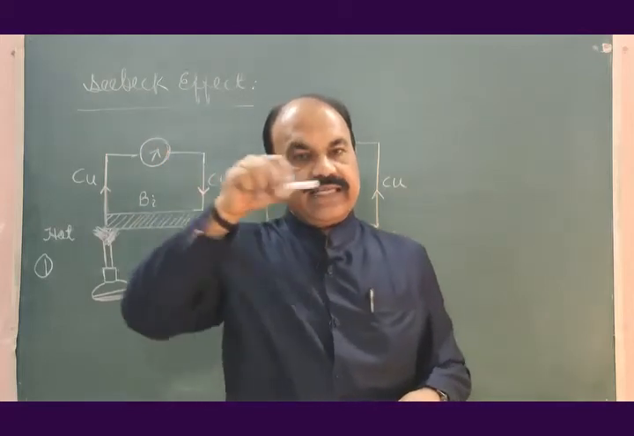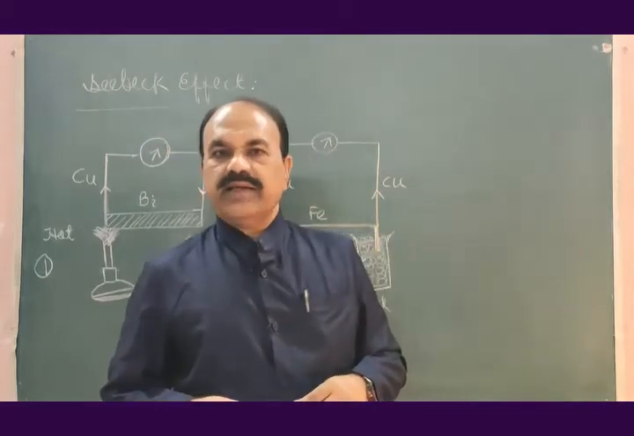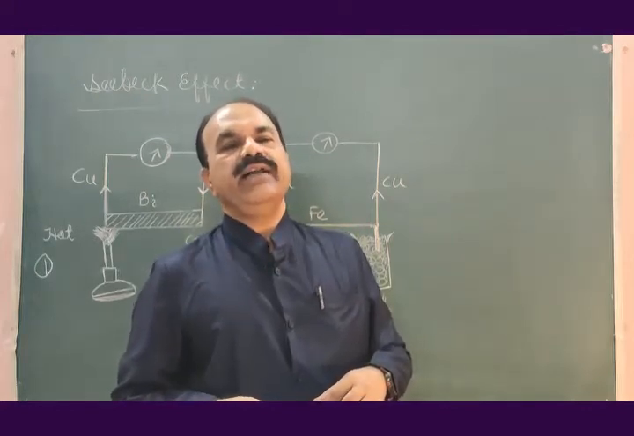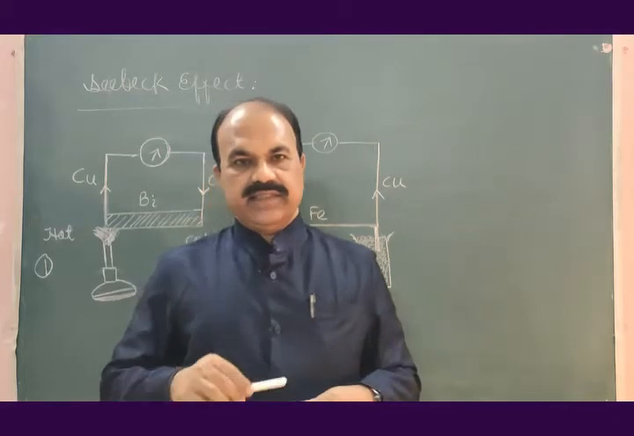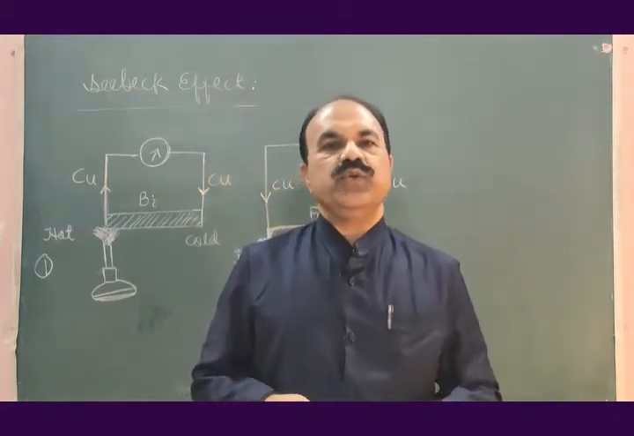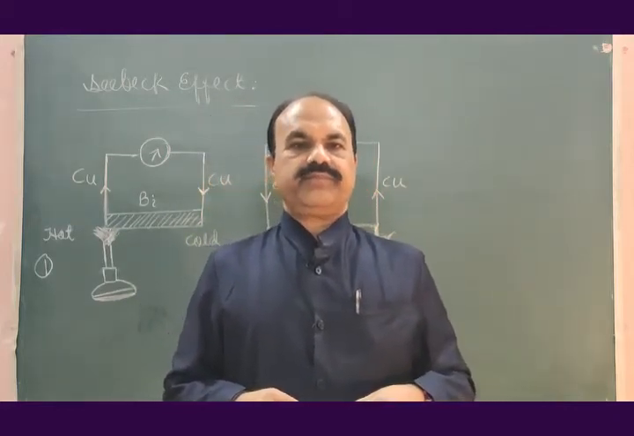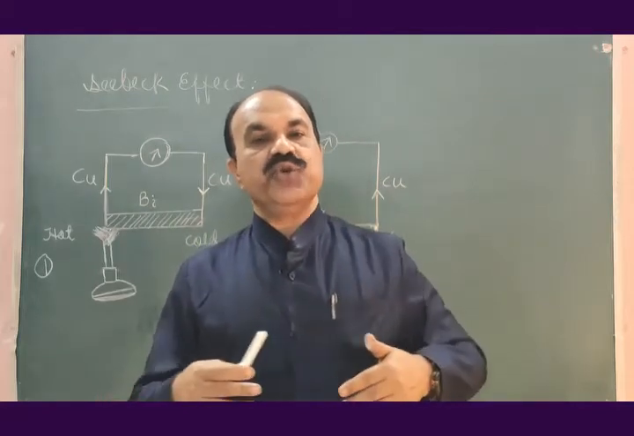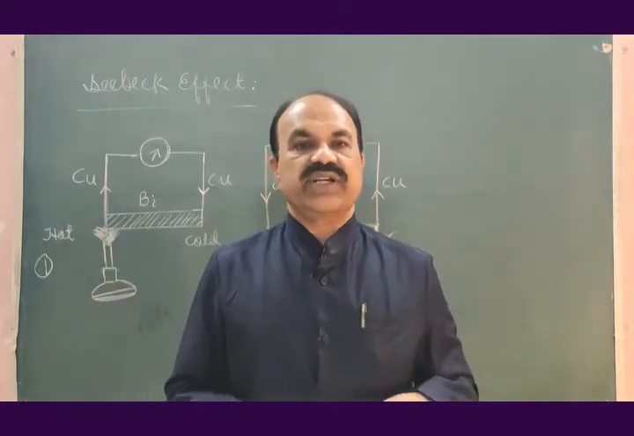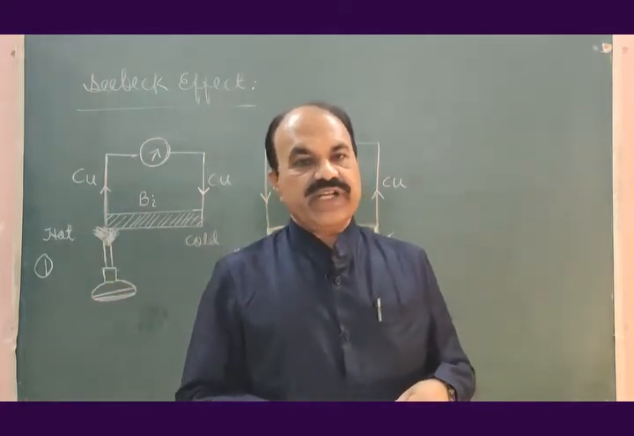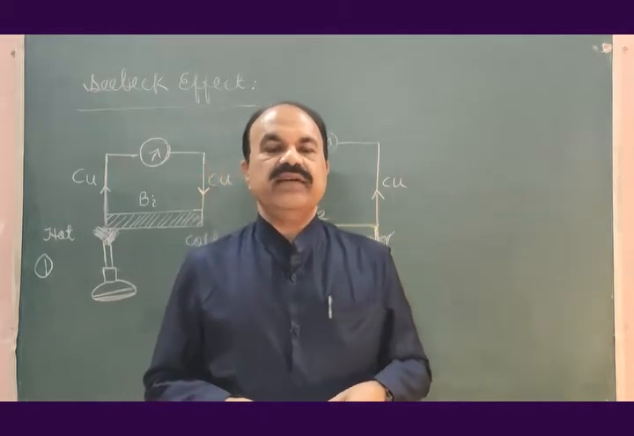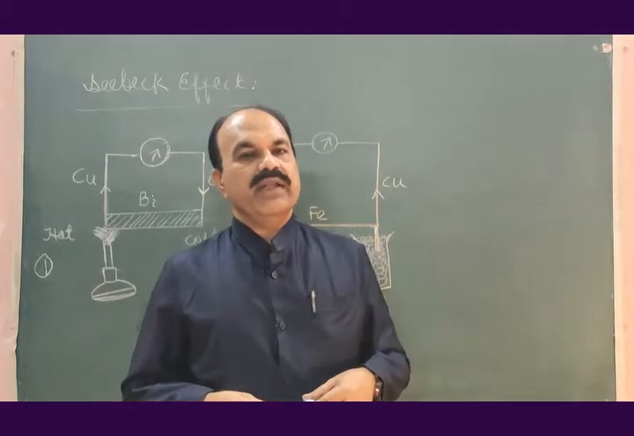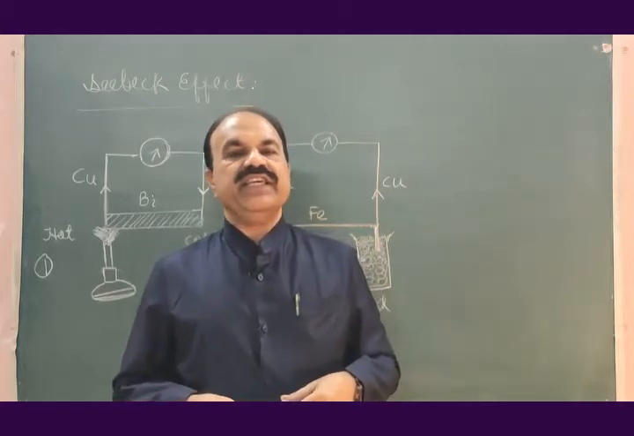He connected one galvanometer in the thermocouple and found that current is flowing through the thermocouple. Moreover, there is no battery, there is no cell in the thermocouple circuit. Without any battery, without any cell, the current flows through the thermocouple, which is shown by the galvanometer.